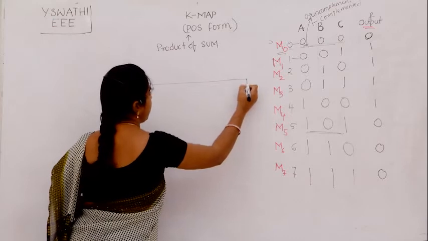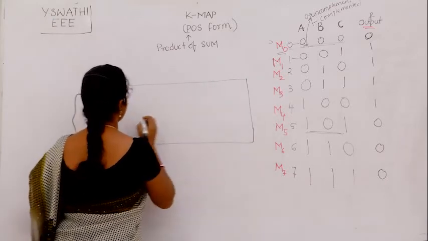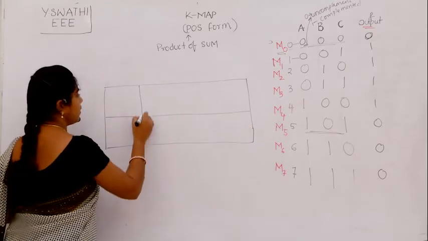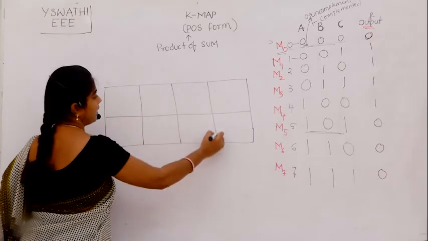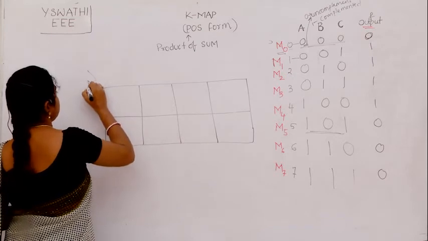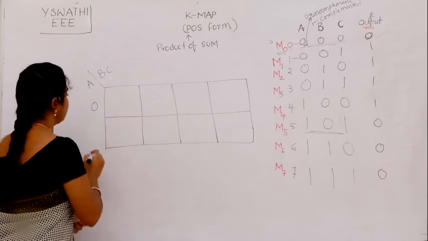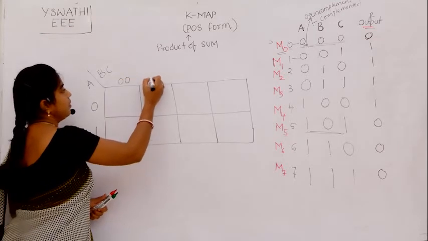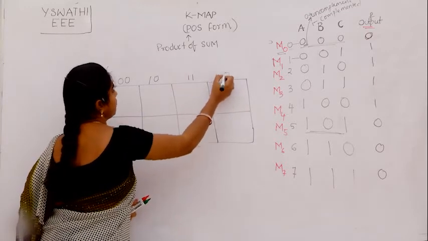So a 3-variable K-map contains 8 cells because the input combinations are 2 power 3, that is 8. So we will be having 8 cells for 8 different combinations of variables A, B, C. Here the combinations are 0 0 0, 0 0 1, 0 1 0, 0 1 1, and 1 0 0.